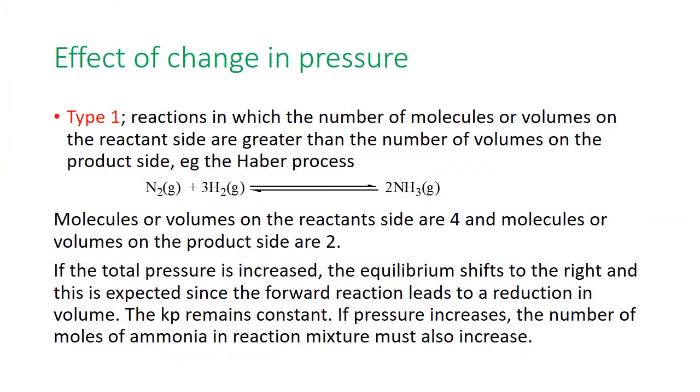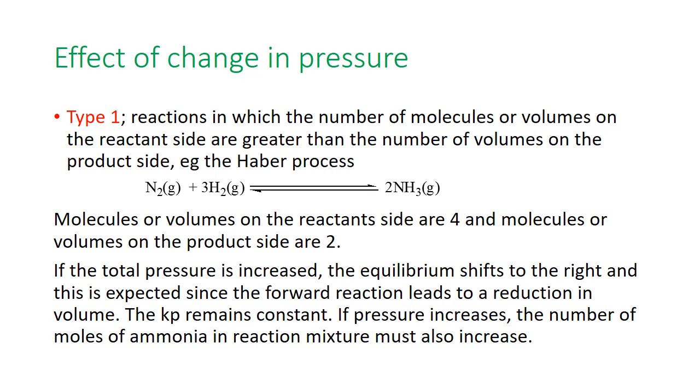We go ahead to change in pressure. However, this change in pressure, we're going to look at in types. Type 1 is one which involves reactions whereby the number of moles in the reactant side is more than the number of moles in the product side. For example, in the Haber process, we have a total of 4 volumes on the reactant side, and only 2 volumes on the product side.